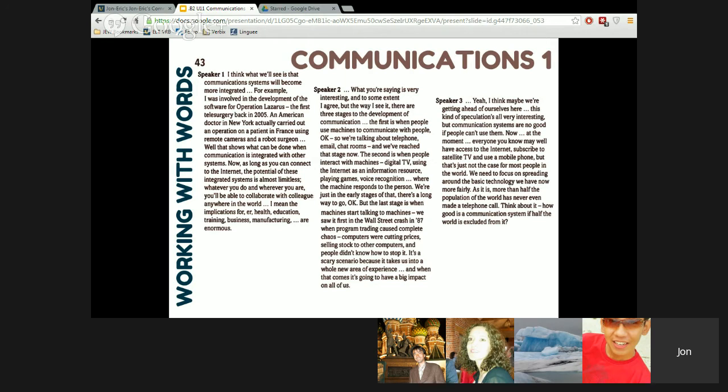surgeon. Well, that shows what can be done when communication is integrated with other systems. Now, as long as you can connect to the internet, the potential of these integrated systems is almost limitless. Wherever you do and wherever you are, you will be able to collaborate with colleagues anywhere in the world. I mean, the implications for health, education, training, business, manufacturing are enormous.